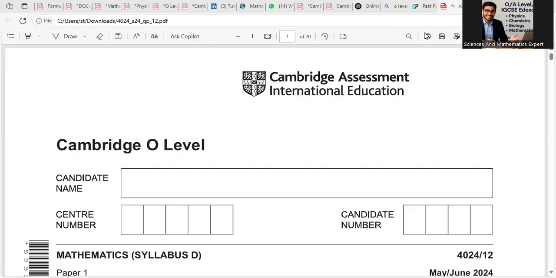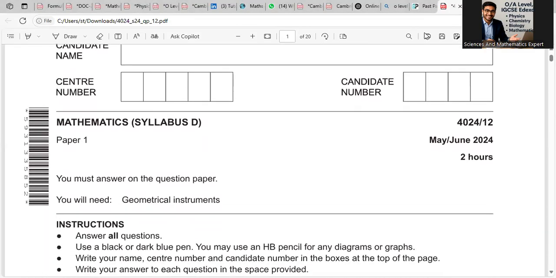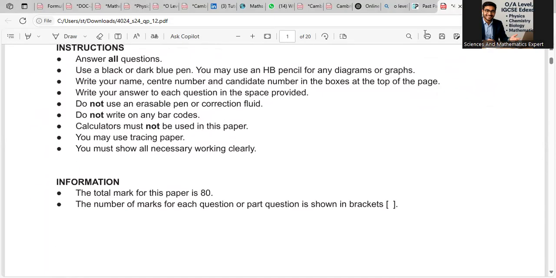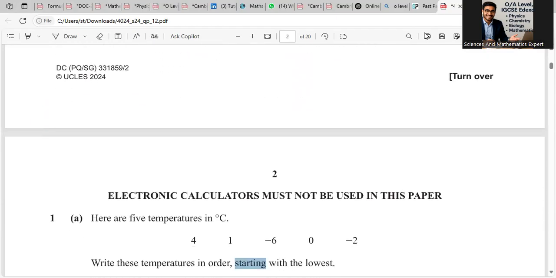Today, the paper which we are going to do is Cambridge Assessment International Education, Cambridge O-Level Paper 4024, Paper 1, Variant 2, May/June 2024. 2 hours of time is required, and there will be 20-plus questions. It is a total 80-mark paper. Okay, let's move to question number 1.